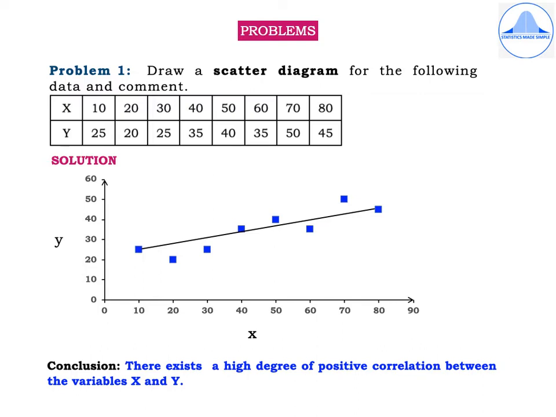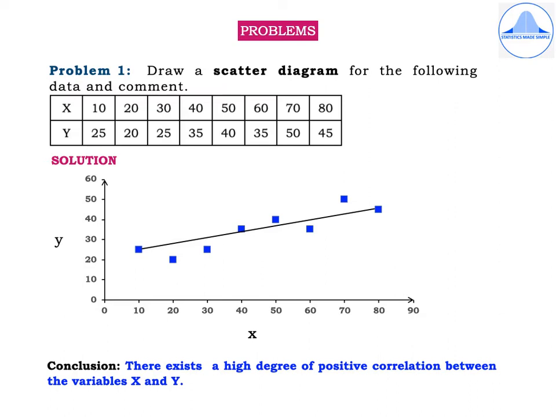Problem 1. Draw a scatter diagram for the following data and comment. The x values are 10, 20, 30, 40, 50, 60, 70 and 80, and the y values are 25, 20, 25, 35, 40, 35, 50 and 45.